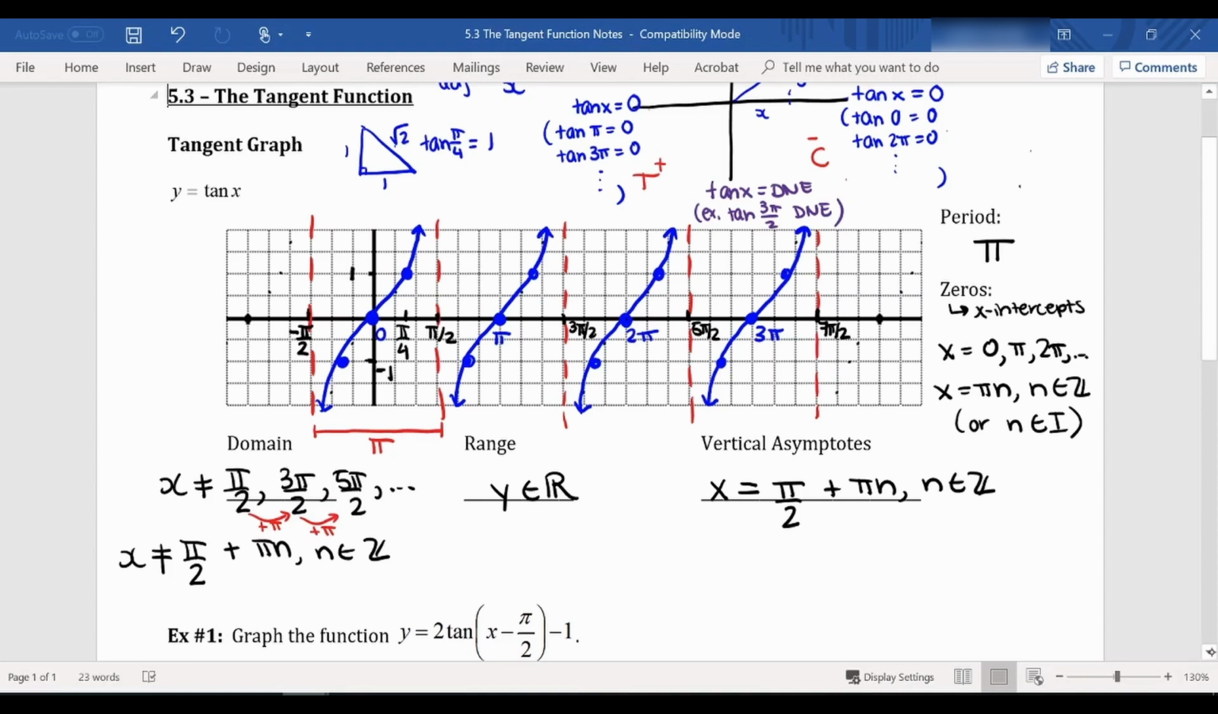Notice that the amplitude is not going to have a ton of effect here because we don't have a highest point on our curve and a lowest point. These go forever up and forever down. So the only thing the amplitude is going to affect is how high that next point that we drew goes.